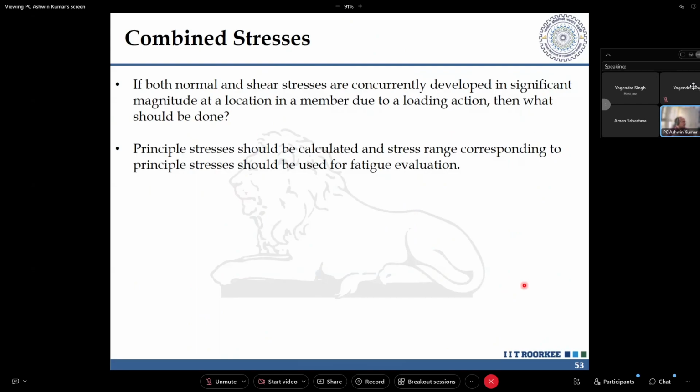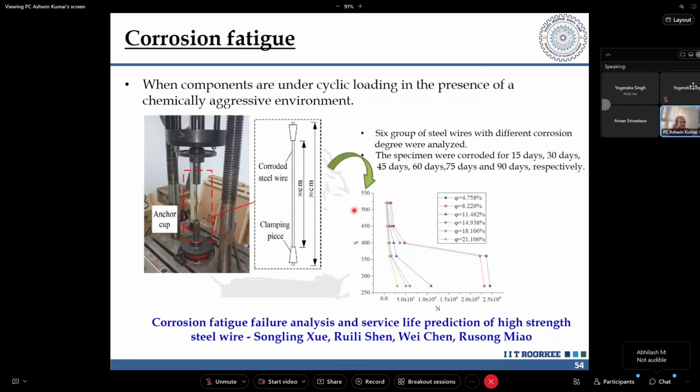Now we said we are looking at only normal stresses and shear stresses. What if combined stresses come in? What if combined normal and shear stress act simultaneously on the member? I'm talking about significant. In insignificant cases, like for that gantry girder, the shear stresses were very minimal and the normal stresses were very high. So in those cases, yes, it's valid. But sometimes, if shear increases, instead of normal and shear stress ranges, principal stress should be calculated and the stress range corresponding to principal stress should be used for fatigue evaluation. As simple as that. You then look at fatigue strength in terms of the principal stresses that are developed.